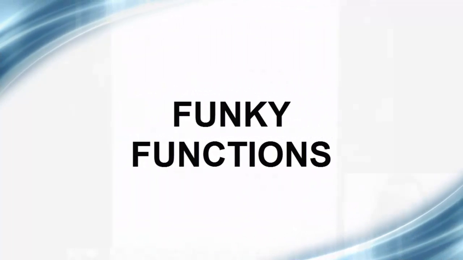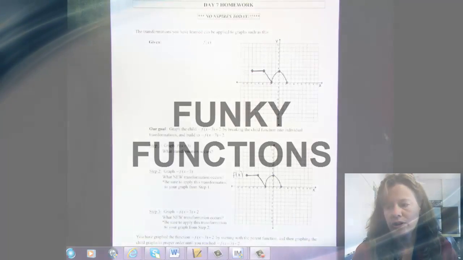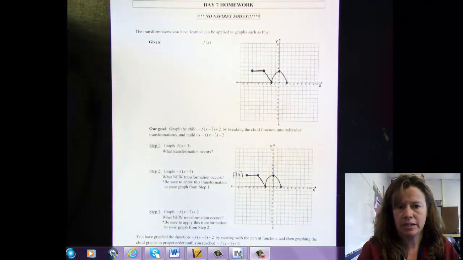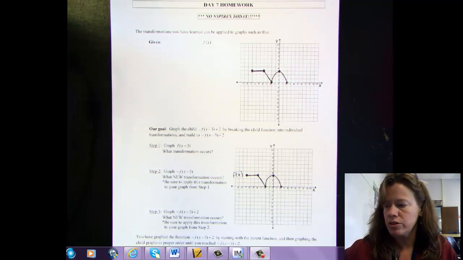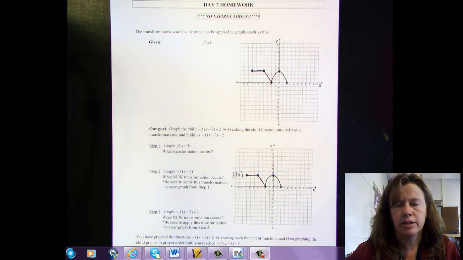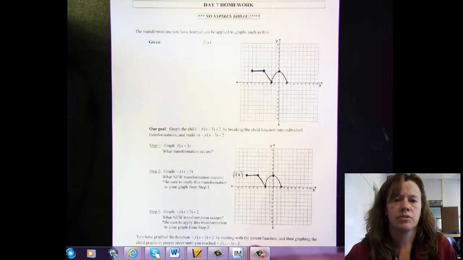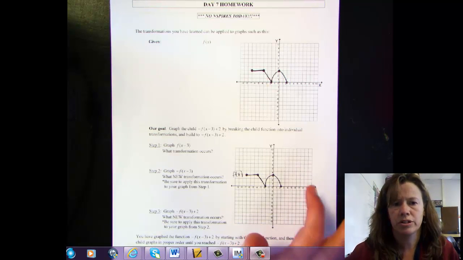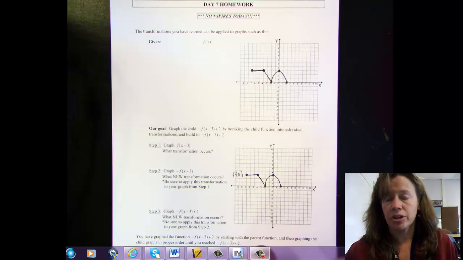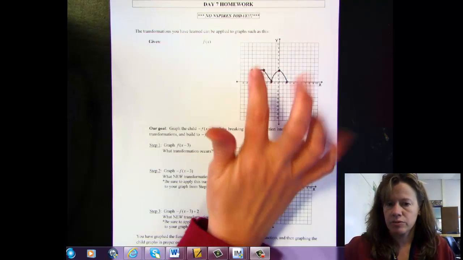Notice it's our second No Inspire Day. If you look at your day 7 packet for your guided notes for today's lesson, you'll notice that you have these very strange looking pictures here. Now keep in mind, math is consistent and everything we've learned for more normal looking parent graphs will apply to what we like to call funky functions. They're funky, they're weird, but they are functions. When you look, they do pass the vertical line test.